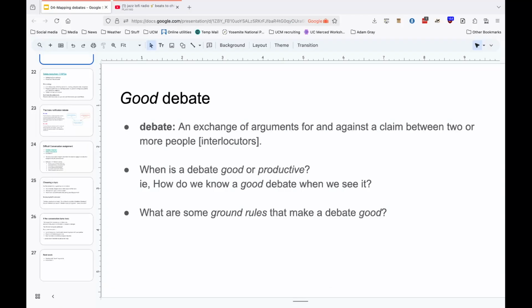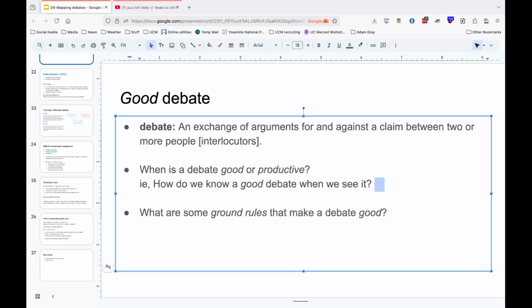Okay, let's come back together. So what are some things that make a debate good or productive? Or how do we know a good debate when we see it? Jonathan? One thing is that it doesn't go in circles. You're not constantly looping back to the same arguments over and over. You're all talking. Other answers?